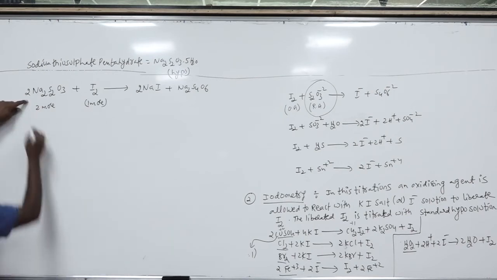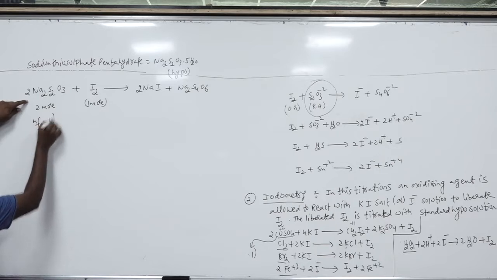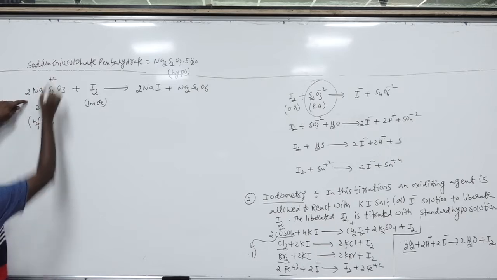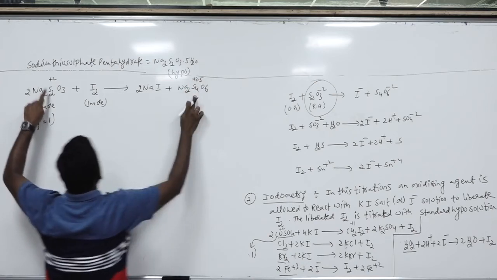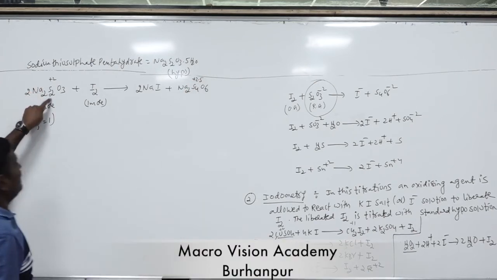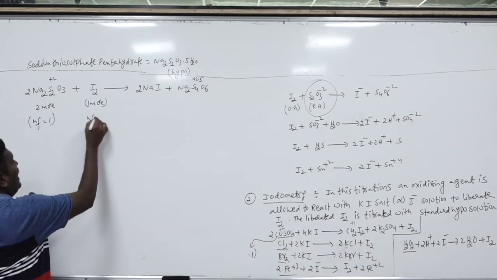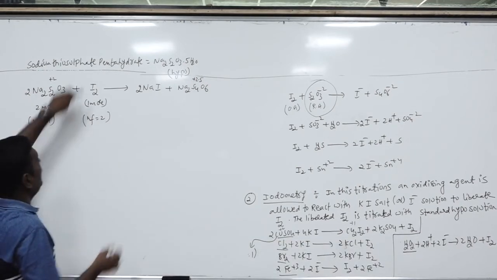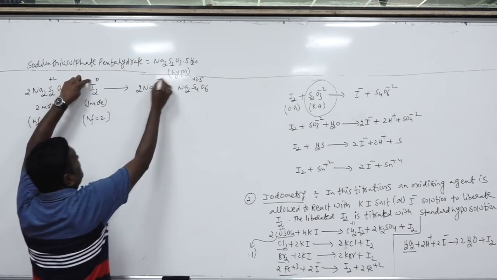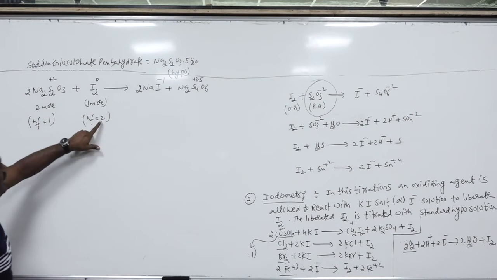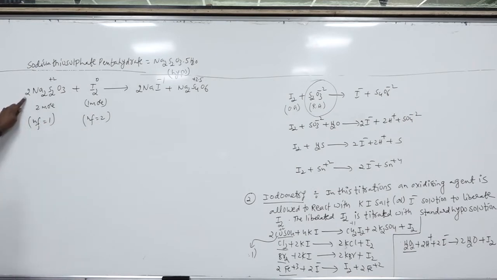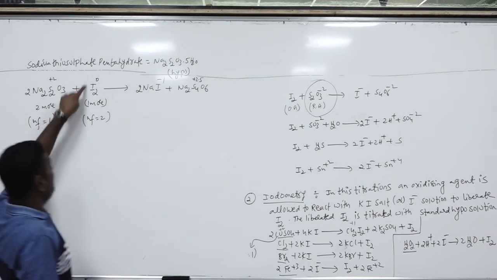Now what is the N factor of hypo? 1. How? The oxidation number of sulfur changes from +2 to +2.5. The change will be 0.5 per sulfur atom, and there are 2 sulfur atoms. What is the N factor for iodine? 2. How? Iodine oxidation number changes from 0 to -1. The change is 1 per atom, and there are 2 atoms. That's why this N factor is written in the number of moles.